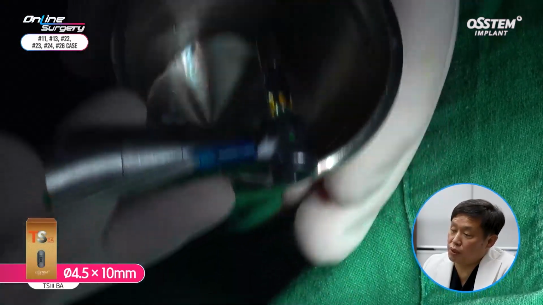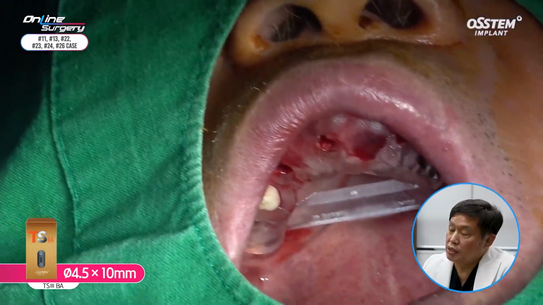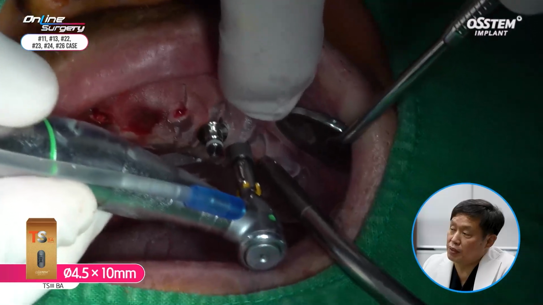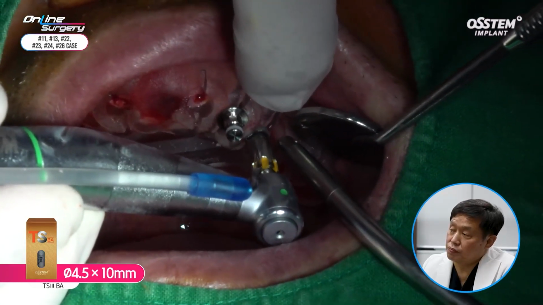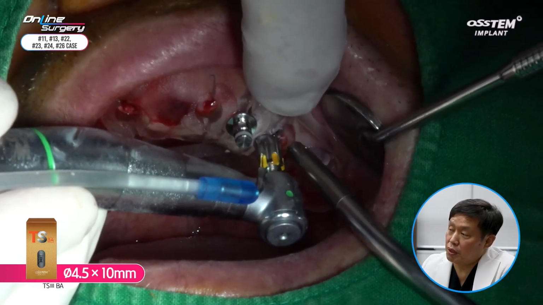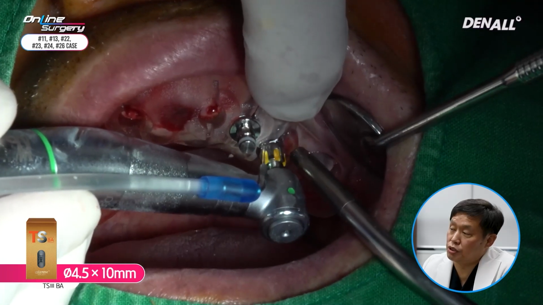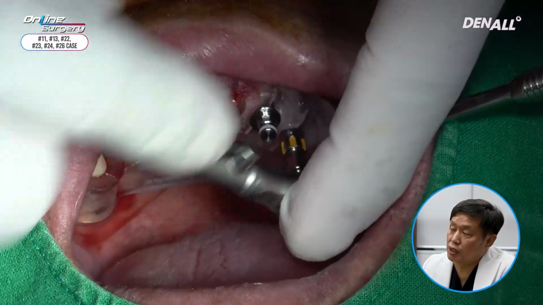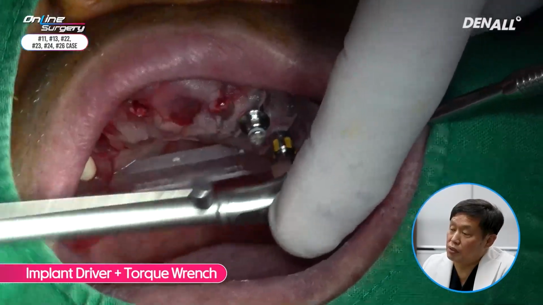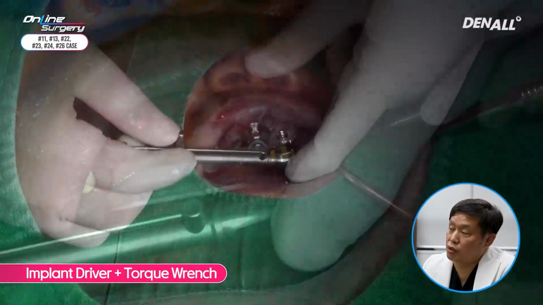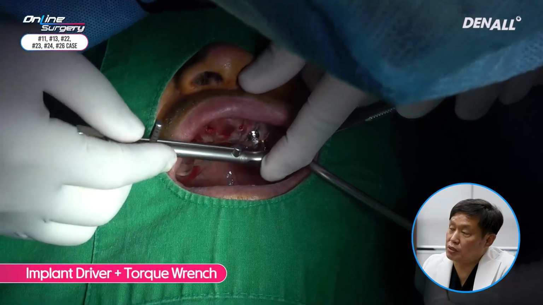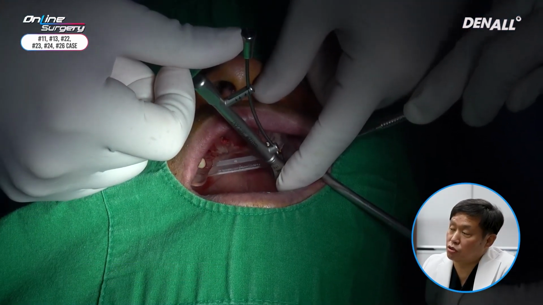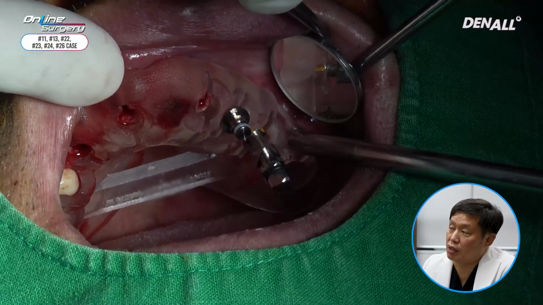Implant was placed first in number 24, TS3 4.5 by 10 mm implant. The implant was placed 80% using engine. The bone quality seems sound. Implant driver was used, torque wrench was used to get final position. Primary stability was over 30 newtons.